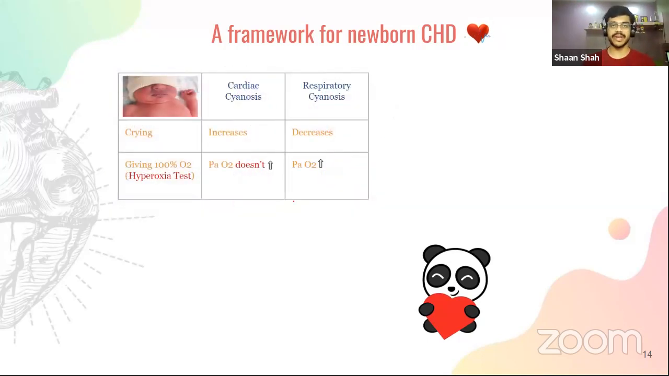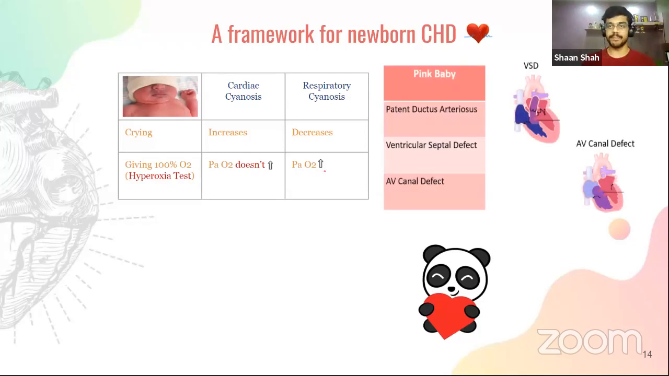Now, how to differentiate between a cardiac cyanosis and respiratory cyanosis? Here are two key points. The cardiac cyanosis increases in presentation while the baby is crying, while the respiratory cyanosis decreases. Another key test is the hyperoxia test, where through arterial blood gas, ABG, we administer 100% O2. In cardiac cyanosis, even after administration of 100% oxygen, PaO2 of the arteries doesn't increase, while in respiratory cyanosis, it increases.